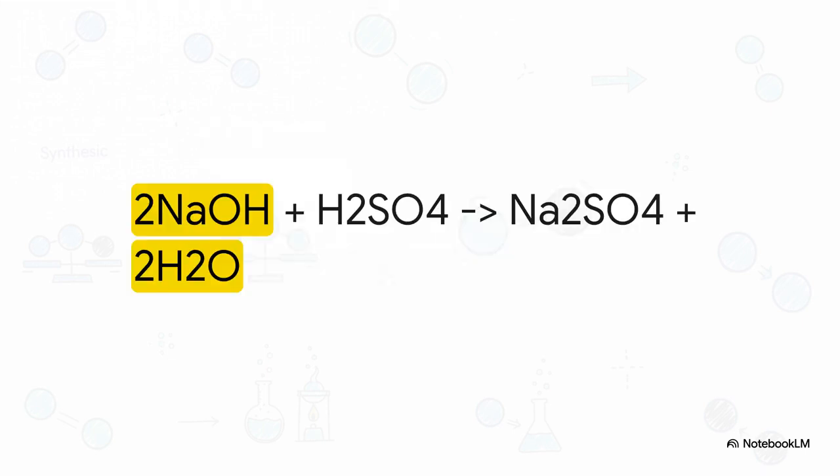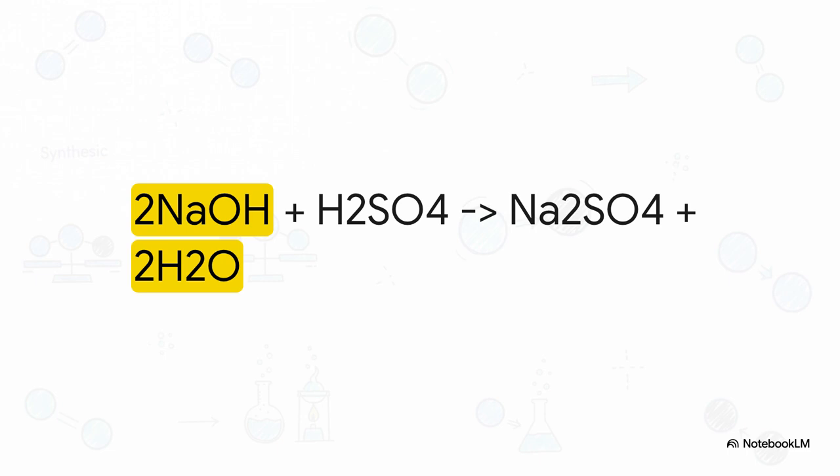And just like that, we arrive at step 4. We can now confidently write down our final, perfectly balanced equation. 2 NaOH plus H2SO4 yields Na2SO4 plus 2 H2O. If you were to check our tally table now, I promise you, every single element is perfectly equal on both sides.